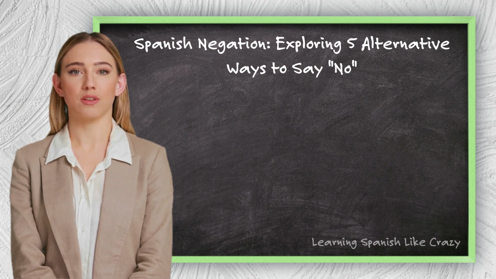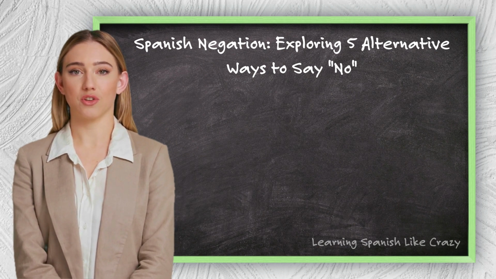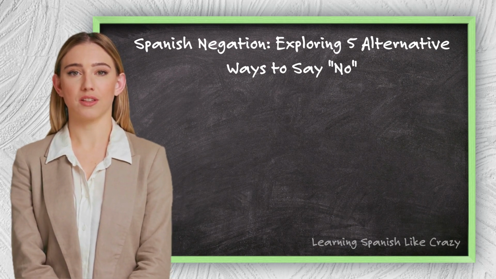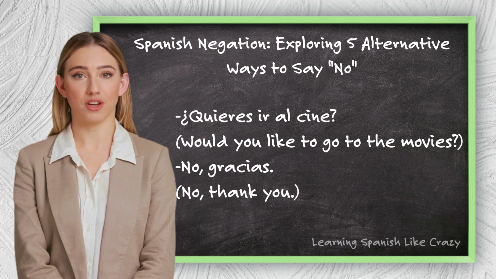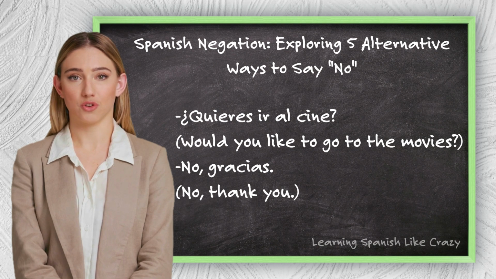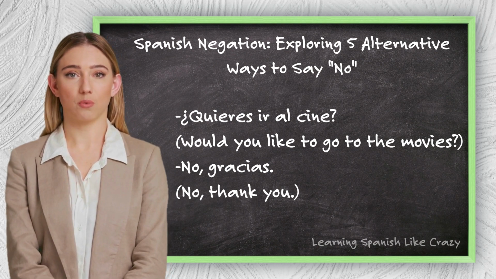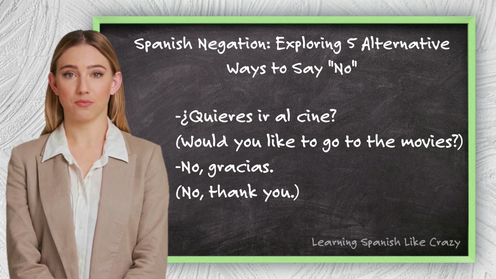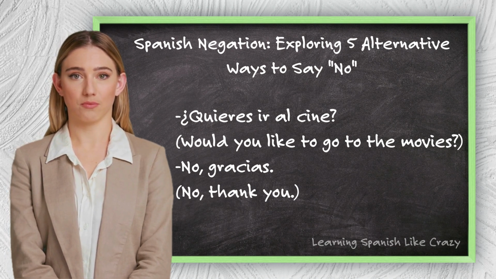Great! Now that we have explored these alternative ways to say no in Spanish, let's practice using them in some example sentences. ¿Quieres ir al cine? No, gracias. In this example, someone is asking, would you like to go to the movies? To decline the invitation politely, they responded with, no, thank you. Next up.